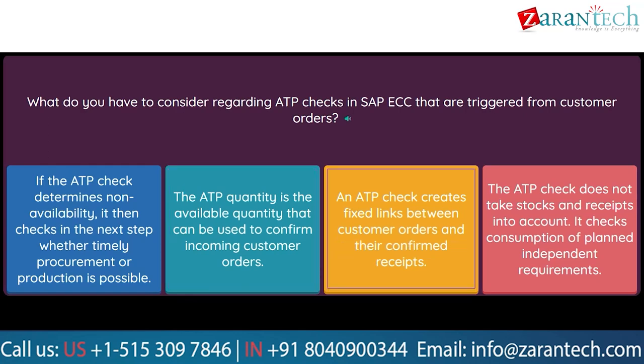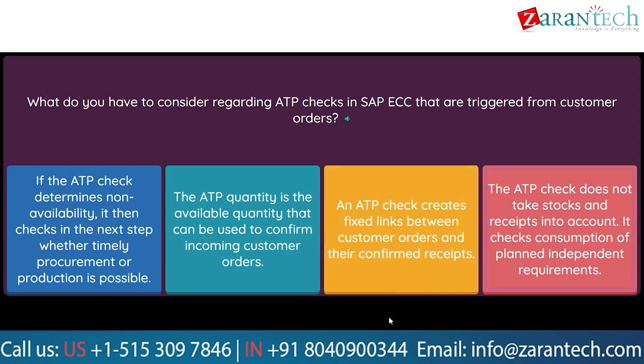Option 3. An ATP check creates fixed links between customer orders and their confirmed receipts. Option 4. The ATP check does not take stocks and receipts into account. It checks consumption of planned independent requirements.